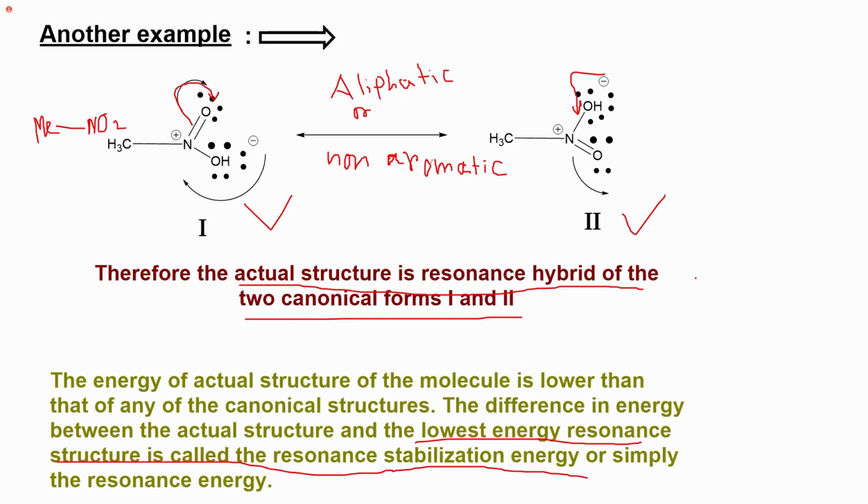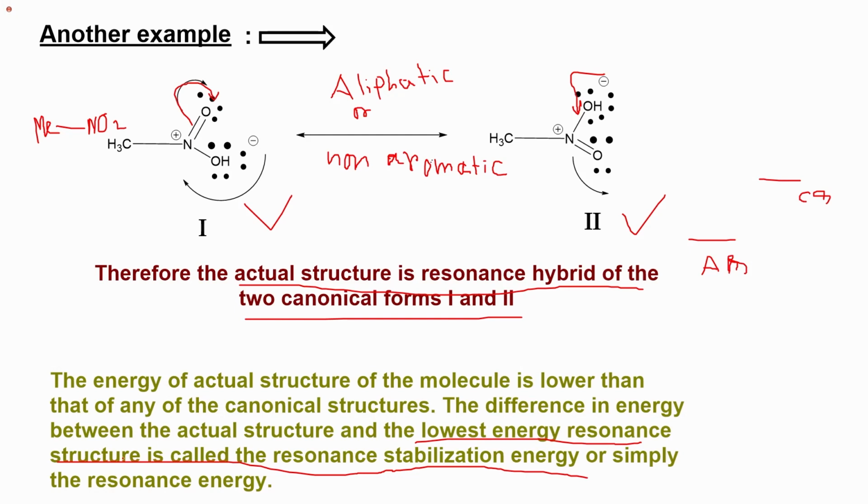So let's see what they are actually saying. Let's say the actual structure of the molecule is here. Now the actual structure is lower in energy than the canonical structure. The lowest energy resonance structure is, let's say, this one, because they are saying that the energy of the actual structure of the molecule is lower than that of the canonical structure. So let's say this is a canonical structure, CS, and this is the actual structure, AS.